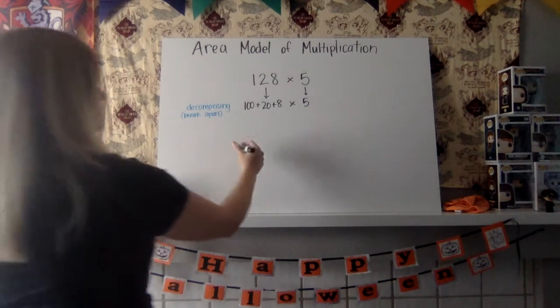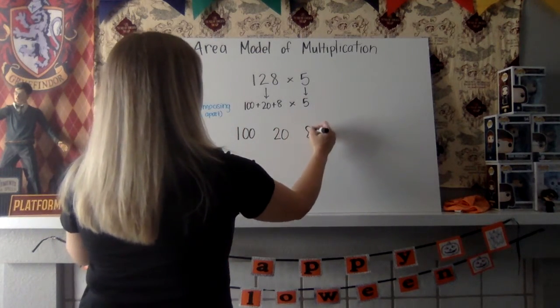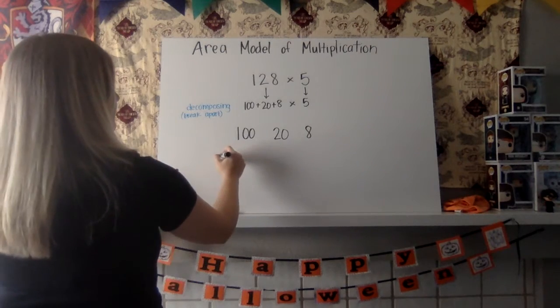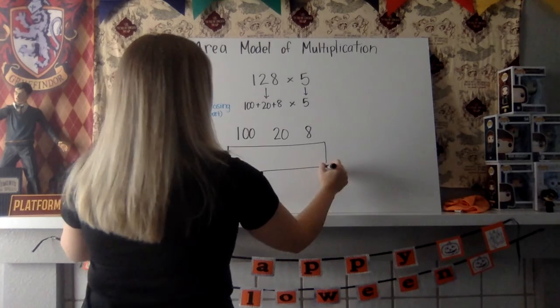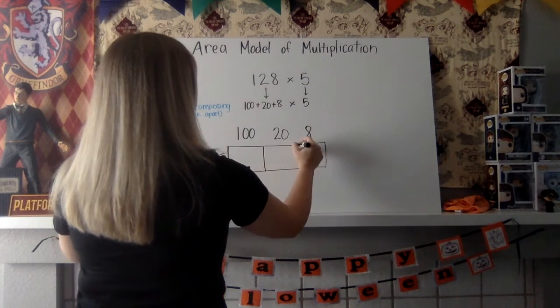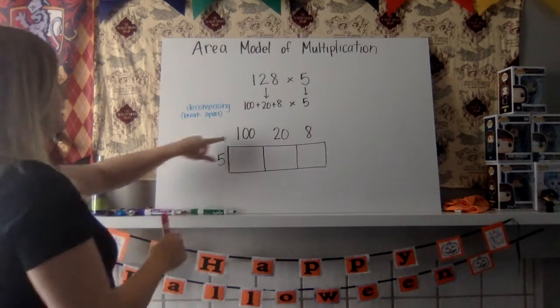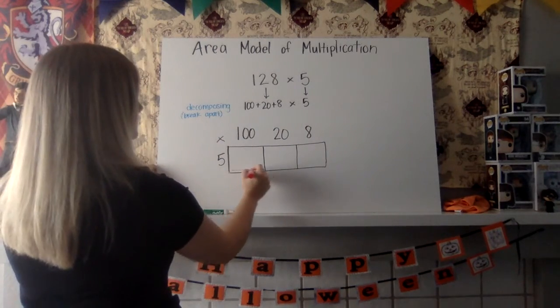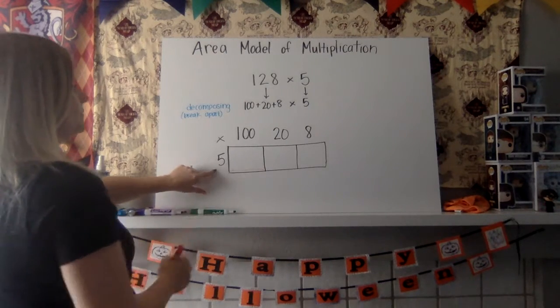So now let's line up our numbers. On the top, we need 128, and on the side, we need 5. We're going to break apart. So we're going to draw our area model. So we are multiplying. 100 times 5 will go in this box. You could rote count by hundreds 5 times or use the powers of 10.